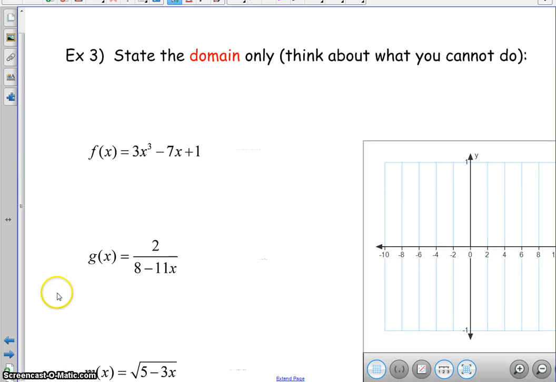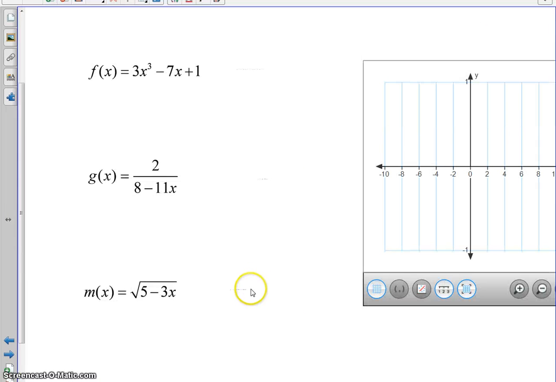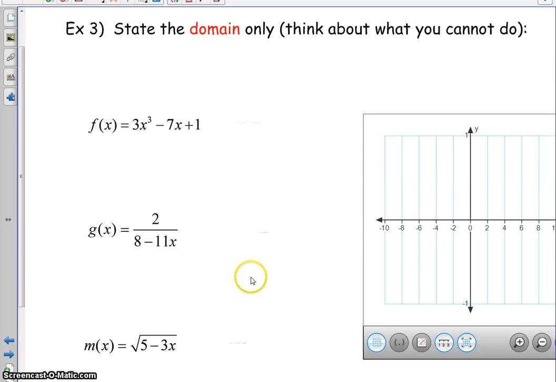Okay. So last couple of problems we're going to look at here. In this particular case, I want us to just think about the domain only. Don't worry about range. We'll talk more about range of types of functions like this later on in the unit. But strictly think about the domain. And what I want you to think about is what you can and cannot do when you're putting numbers inside an equation like this. So the first one we have here is a polynomial.